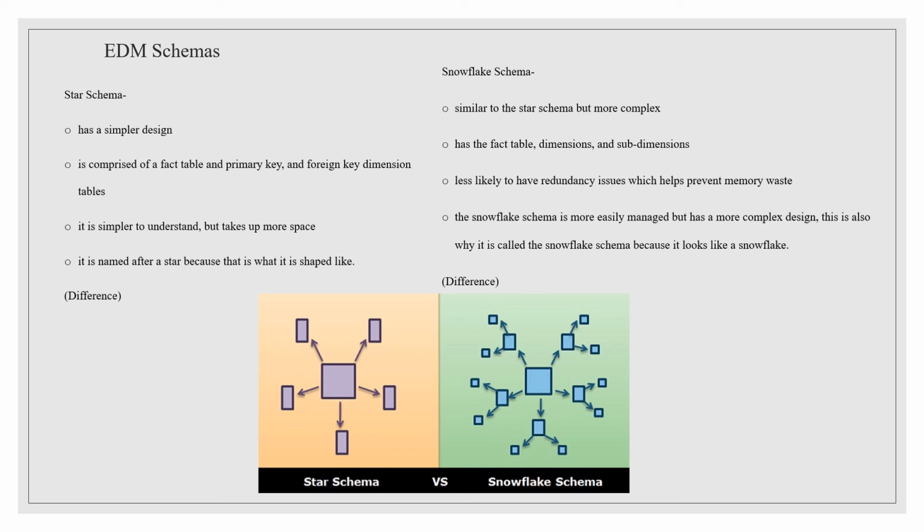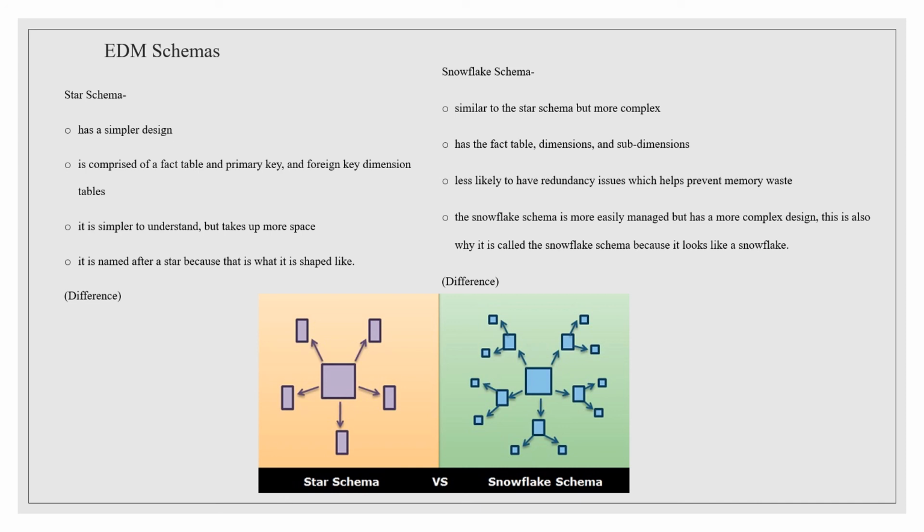Snowflake schema. Similar to the star schema, but more complex. It has the fact table, dimensions, and subdimensions. It is less likely to have redundancy issues, which helps prevent memory waste. The snowflake schema is more easily managed, but has a more complex design. This is also why it is called the snowflake schema, because it looks like a snowflake.